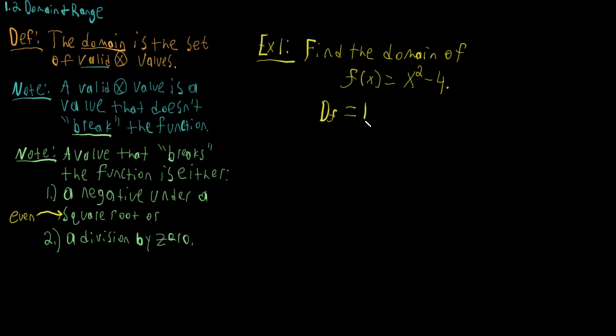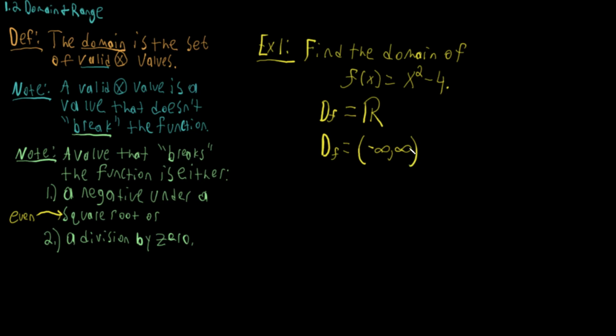So we can do it one of 2 ways. We can either say that the domain of f is all real numbers, like that, or we can use something called interval notation, where we write it like this. The domain of f is every number on the entirety of the number line coming all the way from negative infinity to infinity.